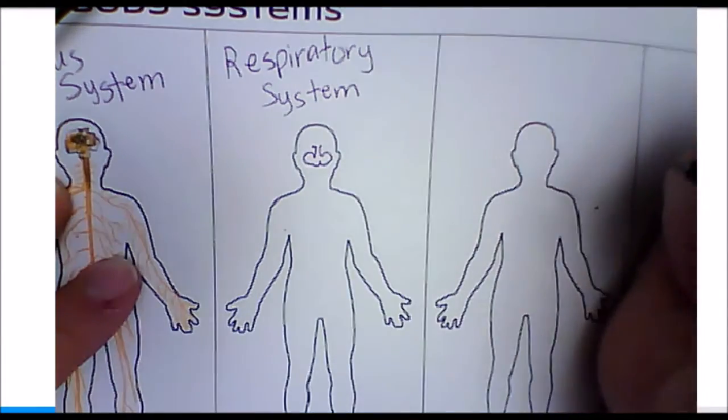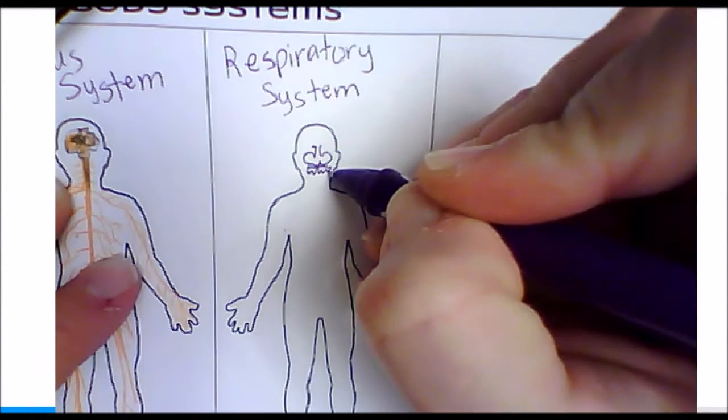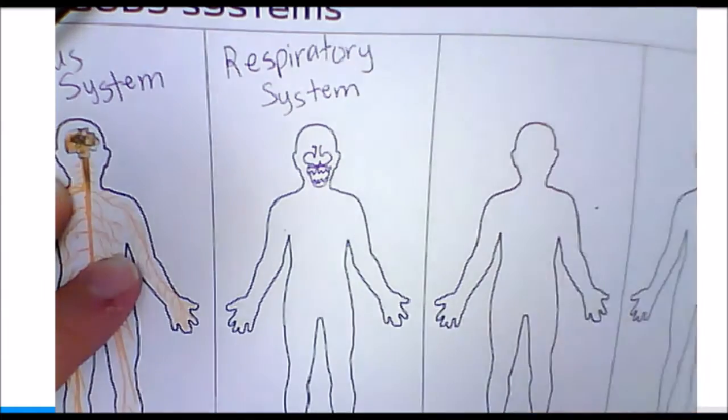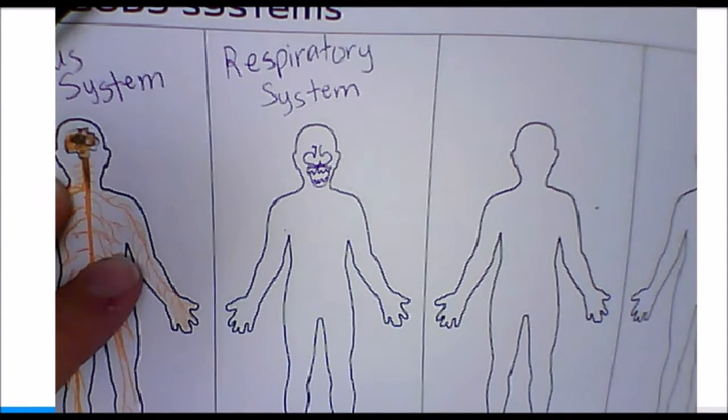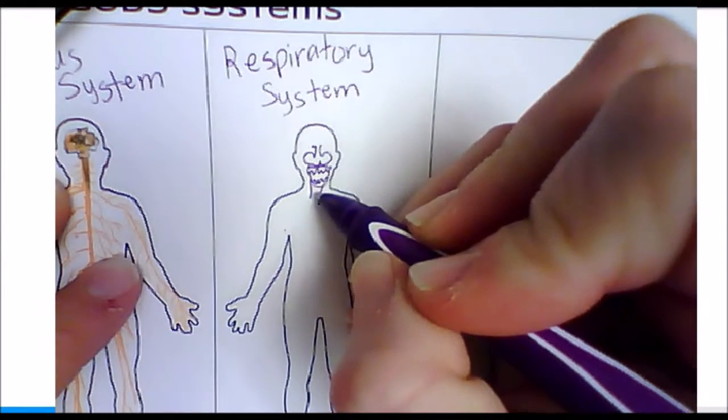It's not big or anything. It's just a normal sized nose to breathe in all the oxygen that I need in. Of course, a normal sized mouth here, and that's completely normal. Doesn't look weird at all. All right, so now I'm going to go ahead and draw myself the trachea.